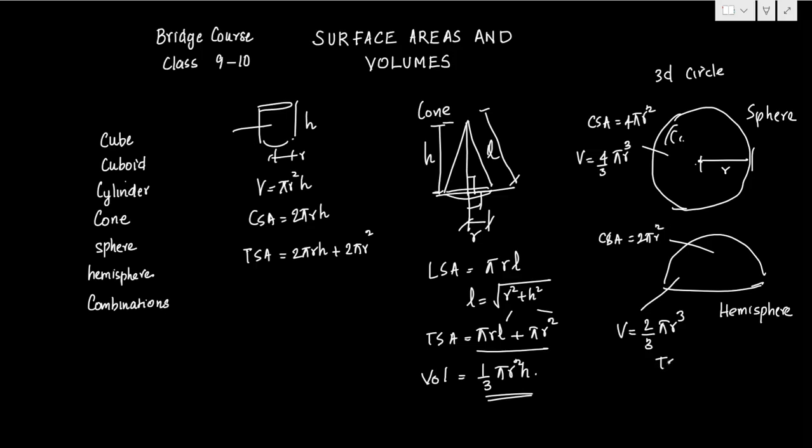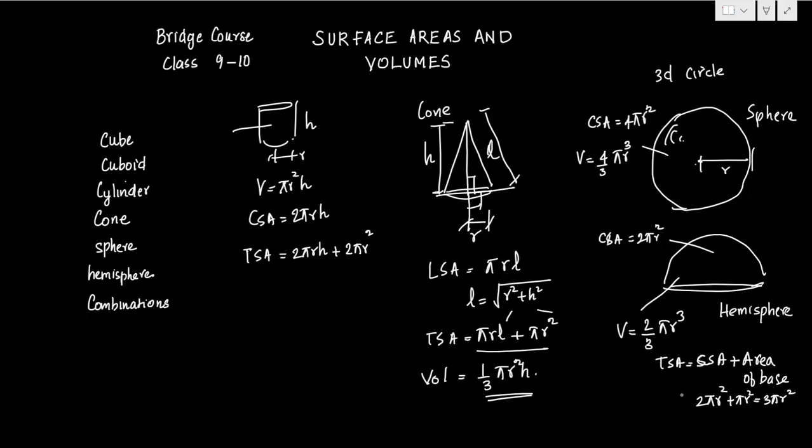But then there is a total surface area, which is the curved surface area plus the area of the base. The area of the base is pi r square. So you add those two together, you'll get 2 pi r square plus pi r square equals 3 pi r square.